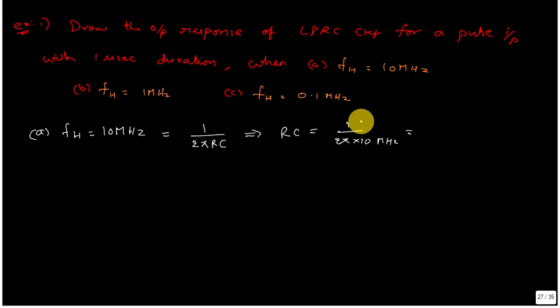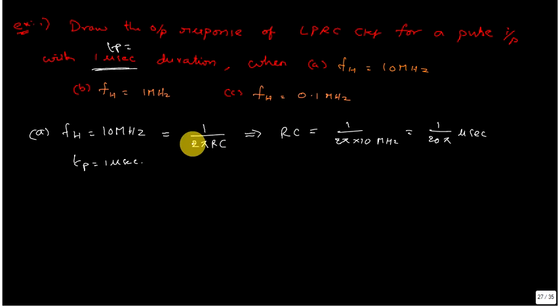This mega, if it comes to the numerator, becomes micro. So this is 1 by 20 pi microseconds. Now the RC value is known from the given upper cutoff frequency of a low pass RC circuit, and the pulse width duration is constant. Tp is 1 microsecond.